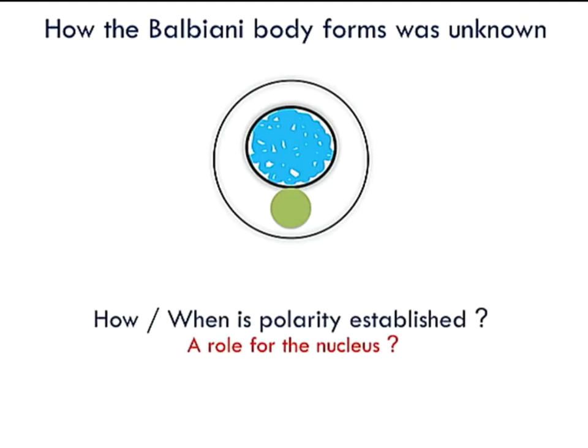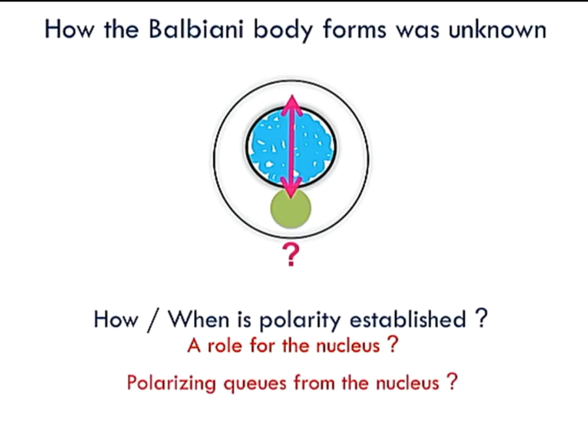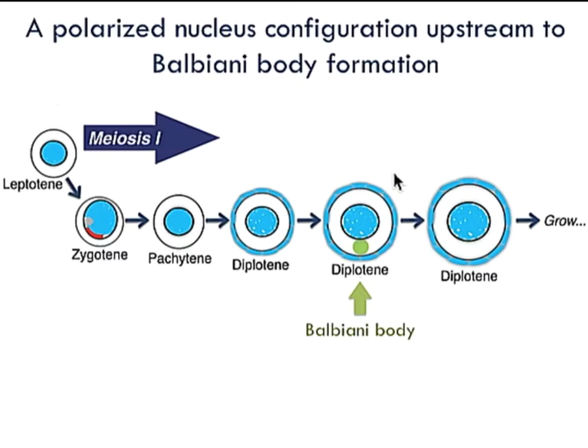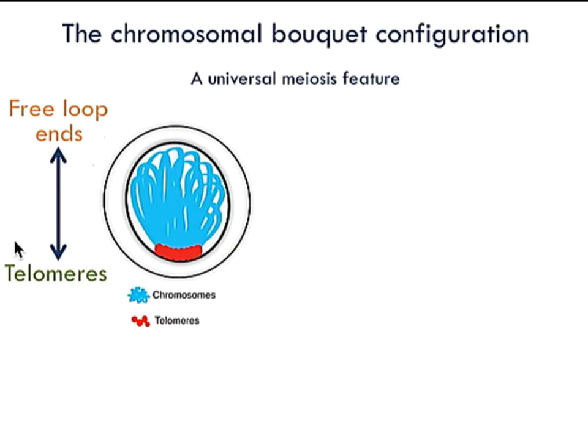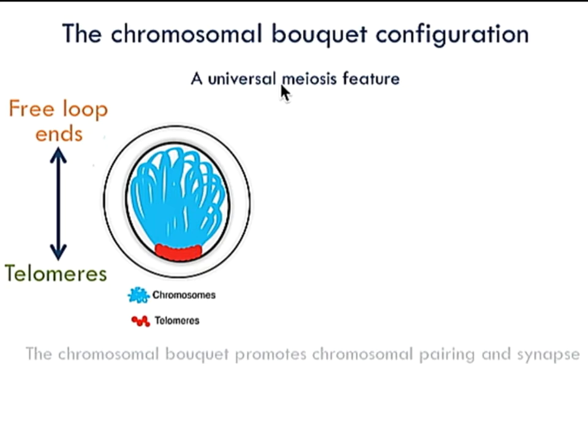The formation of the Balbiani body, so intimately adjacent to the nucleus, suggested to me that the nucleus might play a role in either forming or positioning the Balbiani body. But that would require some polarized cues from the nucleus. And indeed, upstream to the earliest detection of the Balbiani body at diplotene stages of meiosis I in oogenesis, there is one specific polarized nuclear configuration at zygotene stages of meiosis that is called the chromosomal bouquet. In the chromosomal bouquet configuration, telomeres are tethered to the nuclear envelope and are clustered to one side of the nucleus, while the free looping ends of the chromosomes face the other side. This is a universal meiosis feature that is important for chromosomal pairing and synapsis towards the upcoming recombination in meiosis.